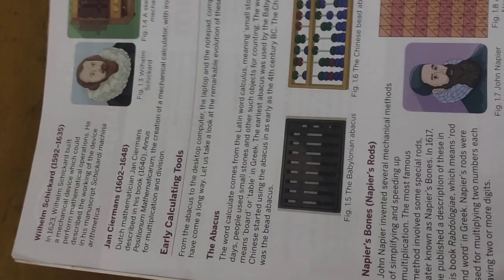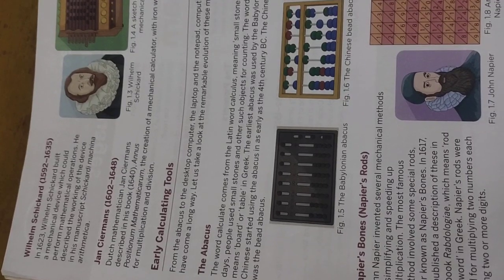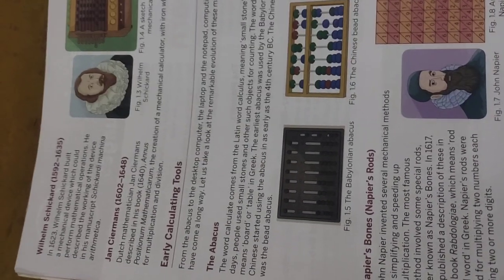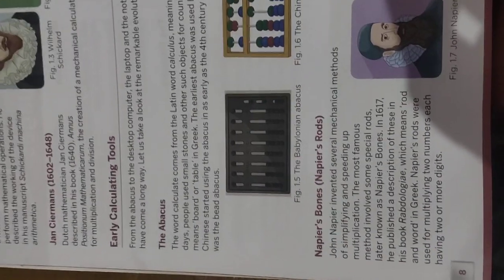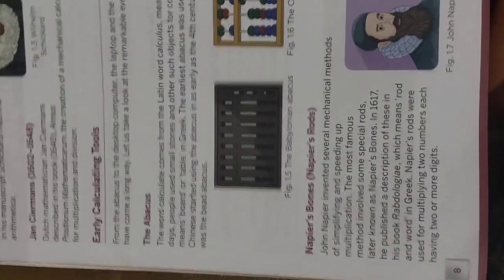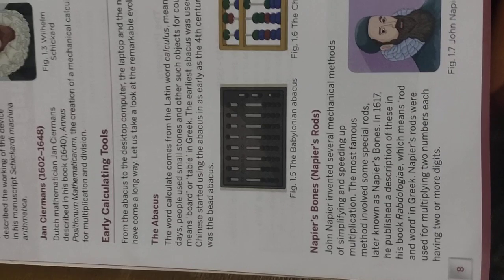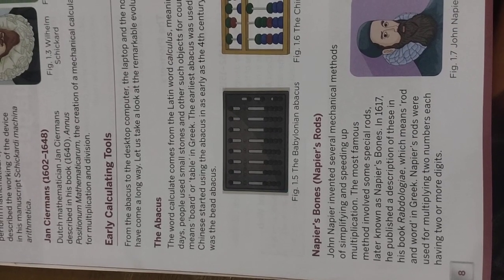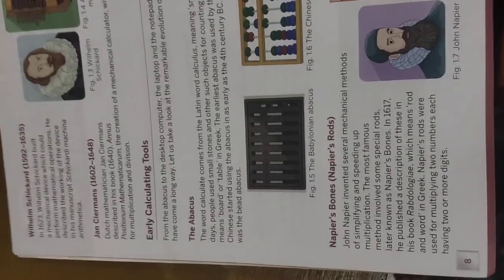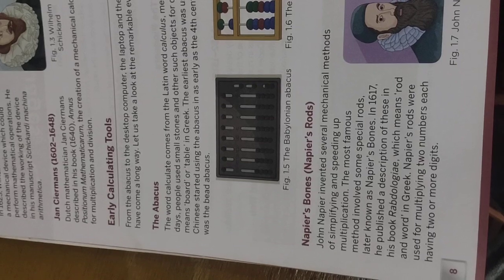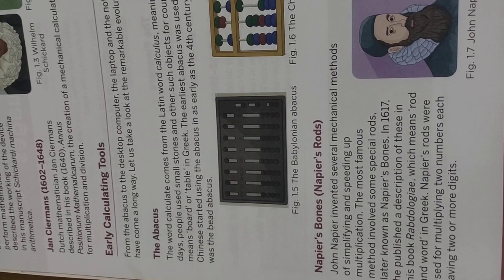The Chinese started using the abacus as early as the 4th century BC. The Chinese abacus was a bead abacus. So these are the pictures of the abacus, so you can understand easily. Then Napier bones. John Napier invented several mechanical methods of simplifying and speeding up multiplication. This is the scientist who developed different types of machines.